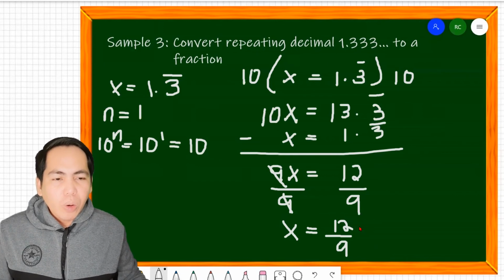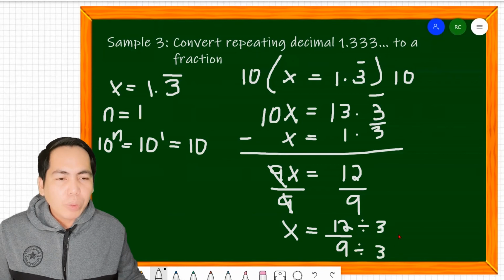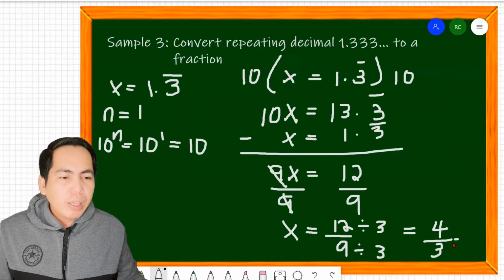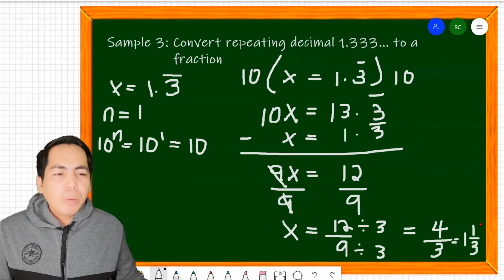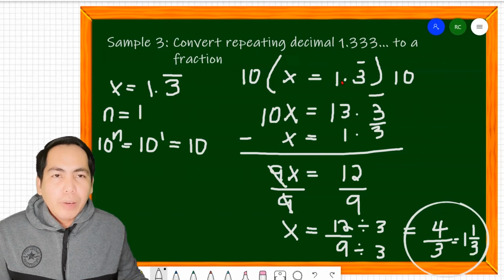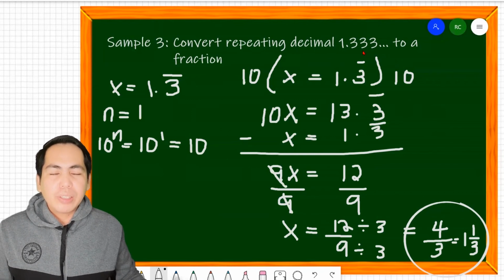And to get the lowest term of 12 over 9, we have to divide the numerator and the denominator both by 3, since 3 is the GCF of 12 and 9. So 12 divided by 3 is equal to 4, and 9 divided by 3 is 3. So 4 over 3, or that is equivalent to 1 and 1/3. So meaning to say that the equivalent fraction of 1.3333 and so on is 4/3 or 1 and 1/3.